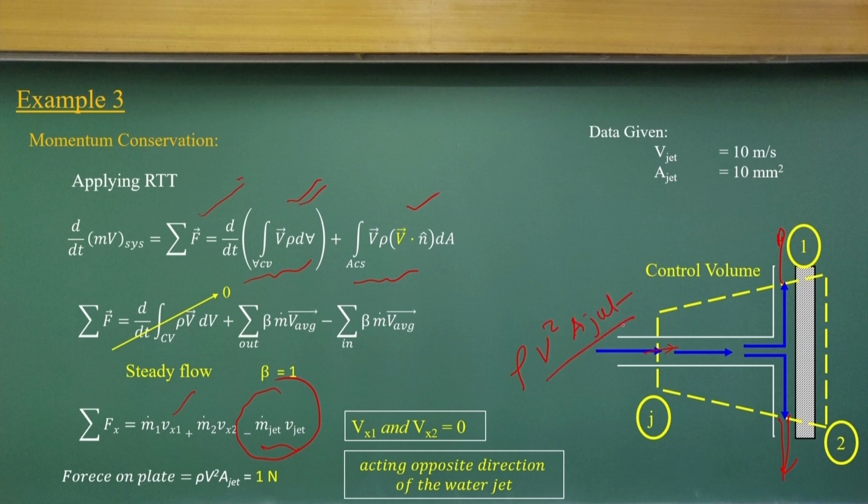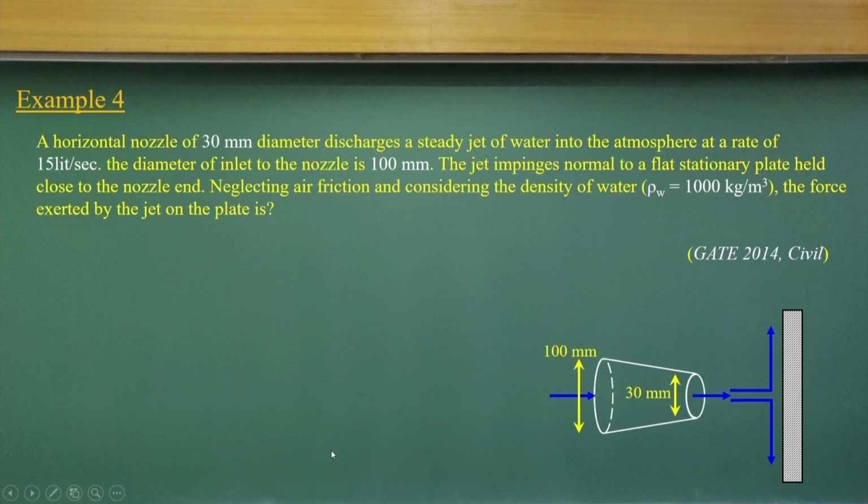That is a very straightforward thing, but we follow a systematic approach to compute the force on the plate, which will be rho v square A z. Substituting these values, we will get 1 Newton. Similarly, the same problem as in 2012, only with an additional thing added here.